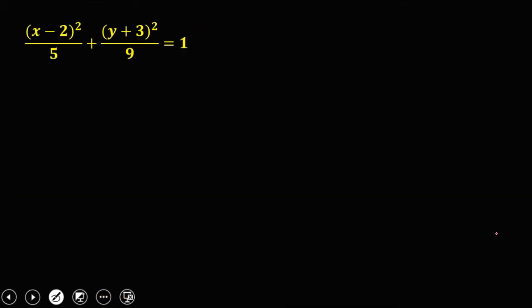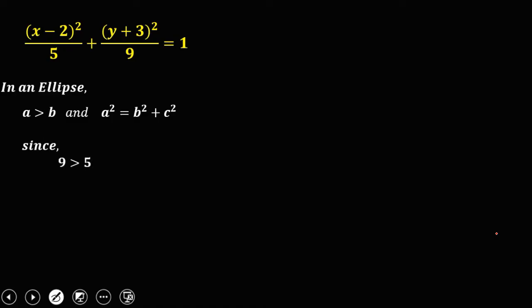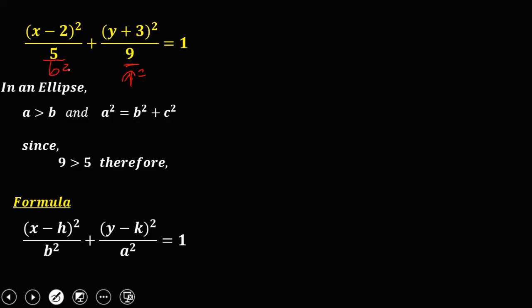Now, on this given equation of an ellipse, take note that in an ellipse, a is always greater than b. So the bigger denominator is the a squared. And the formula to solve for a squared is b squared plus c squared. Since 9 is greater than 5, this 9 is the a squared, and this 5 is the b squared. So since a squared is the denominator of y squared, this ellipse is in vertical form.